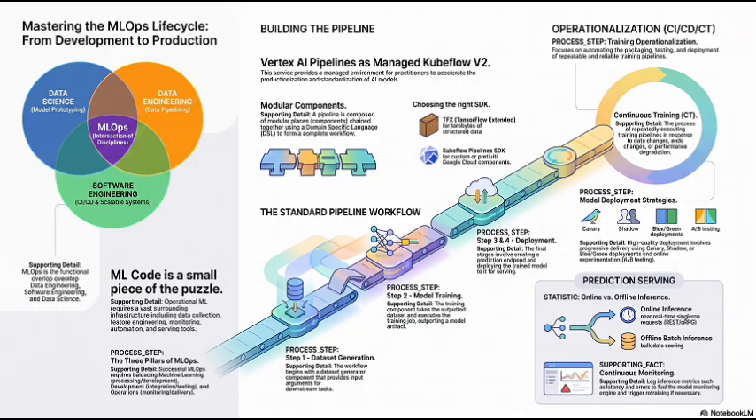A MAB system dynamically adjusts the traffic split in real time based on the ongoing performance of the models. It balances two competing mathematical concepts, exploration and exploitation. It uses algorithms like epsilon greedy or Thompson sampling. Let's break down Thompson sampling because it perfectly illustrates the concept of Bayesian updating.